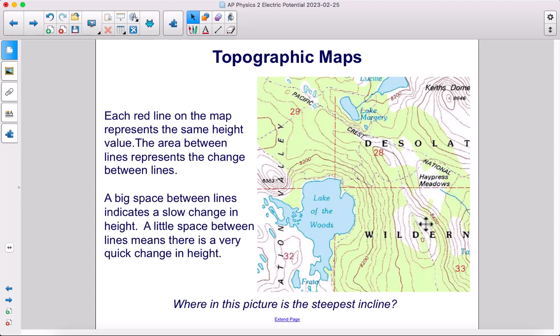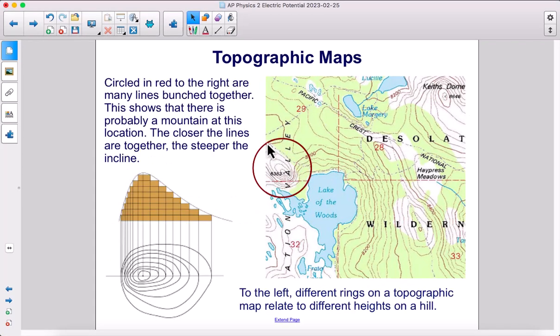Whereas when they're really bunched together, like here, you can see there's a very quick change in height. Where in this picture is the steepest incline? Over here we have a region of lines that are very bunched together. This shows that there's probably a mountain at this location. The closer the lines are together, the steeper the incline.